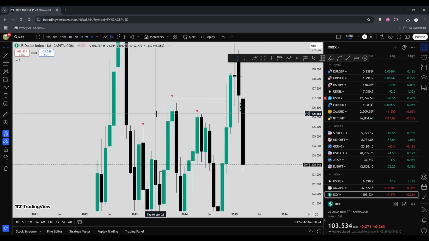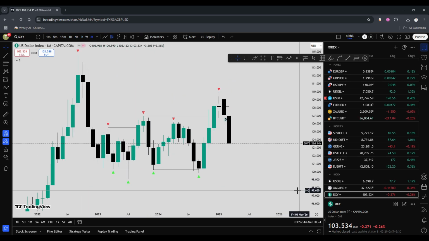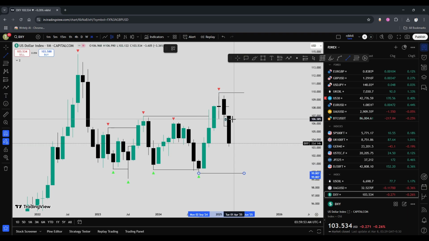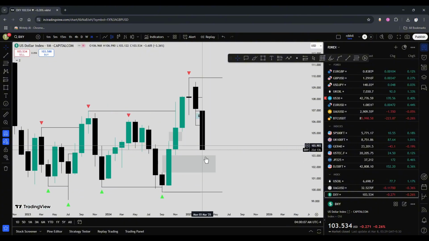Let us start with monthly analysis. On a monthly analysis, we have this range right here, this high and this low. This is my external range, and we have two fair value gaps. That means this entire imbalance, we have one right here, another one right here. Okay, so price is looking for this imbalance move to get filled.